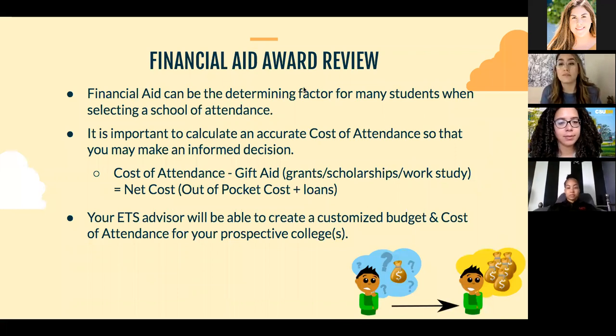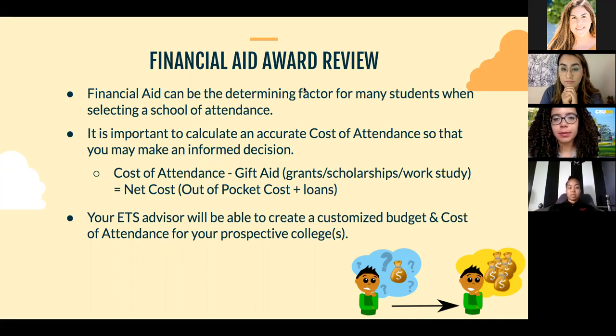Okay, so now that we've reviewed the different types of financial aid, we can actually get into reviewing the financial aid award itself. For some students, this can actually be their determining factor when selecting the school they want to go to. So it's pretty important to review the financial aid package and to calculate the cost of attendance accurately, so you can make a better informed decision on where you want to go.